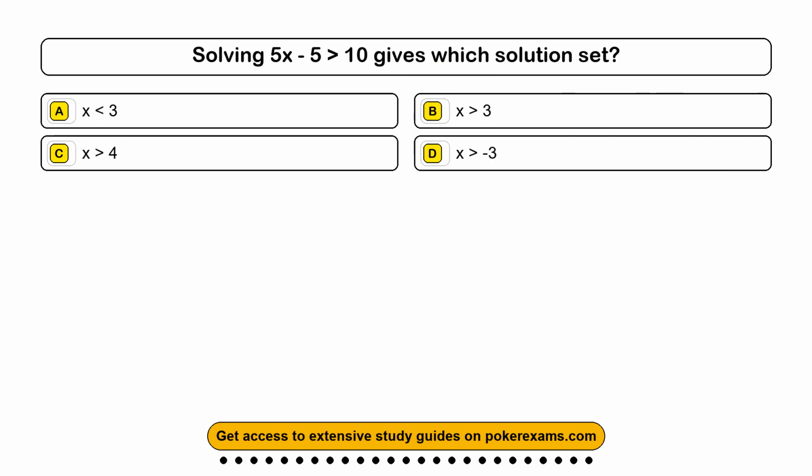Question 10. Solving 5x minus 5 < 10 gives which solution set? Option A x > 3. Option B x < 3. Option C x < 4. Option D x > -3.